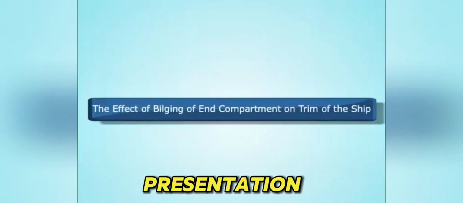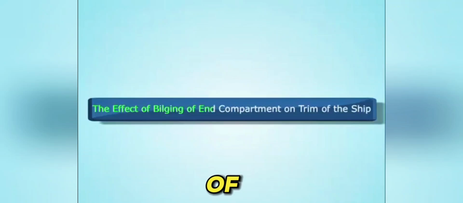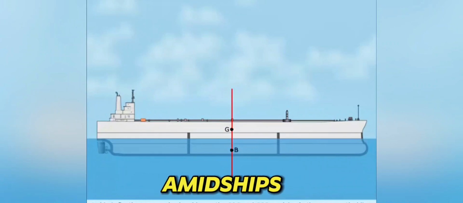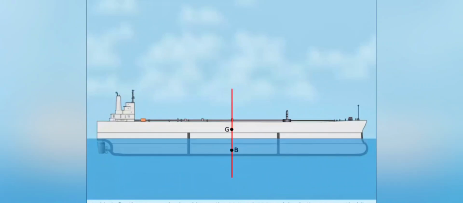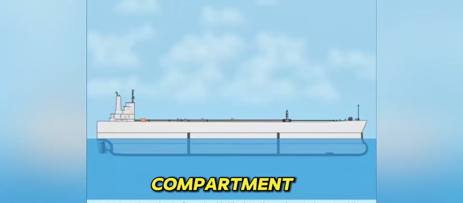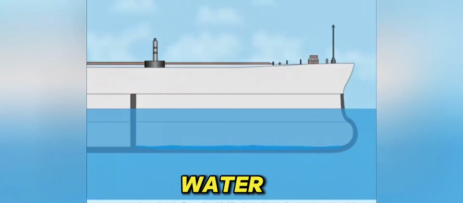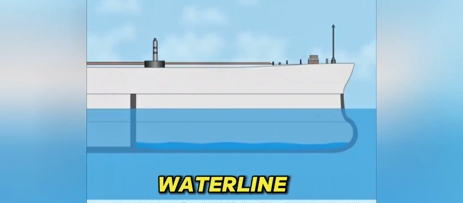This media presentation will illustrate the effect of bilging of end compartment on trim of the ship. A ship is floating on even keel, and hence the COG and COB are lying in the same vertical line, which is not necessarily amidships. A compartment located at the forward end is bilged. In other words, water has entered the compartment from below the waterline.